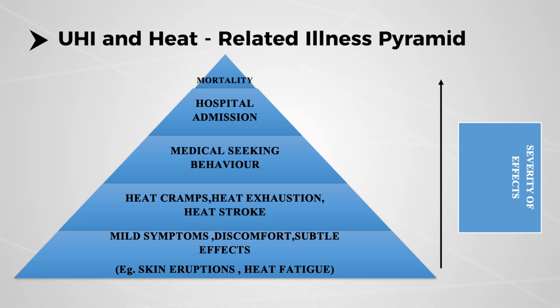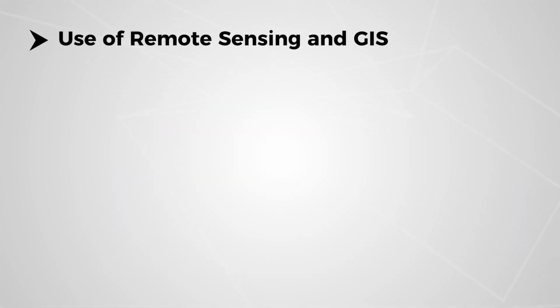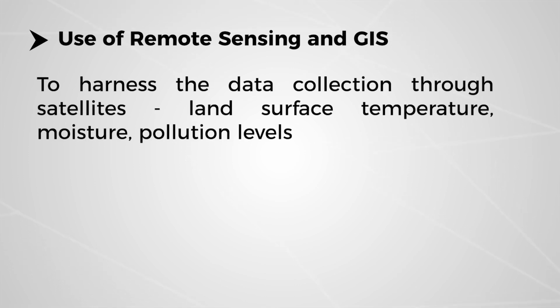It is very difficult to generate data for temperature and humidity, but with the advancement of remote sensing and GIS, we have been able to harness data collection through satellites. The land surface temperature can be extracted from satellite images. There are 6 major sensor systems that provide thermal data and are mostly used by scientists for estimation of urban microclimate, land surface temperature and urban heat island.